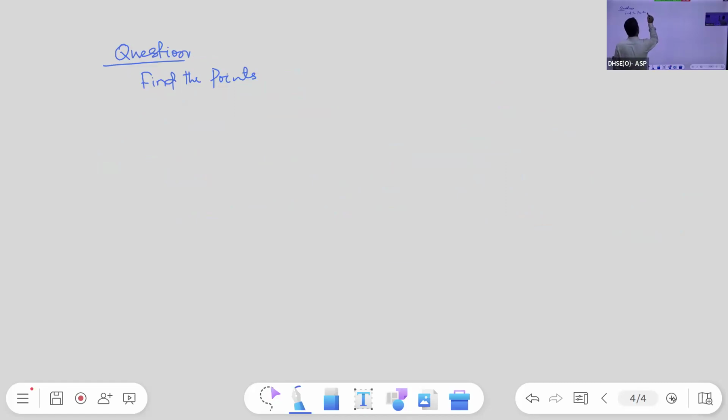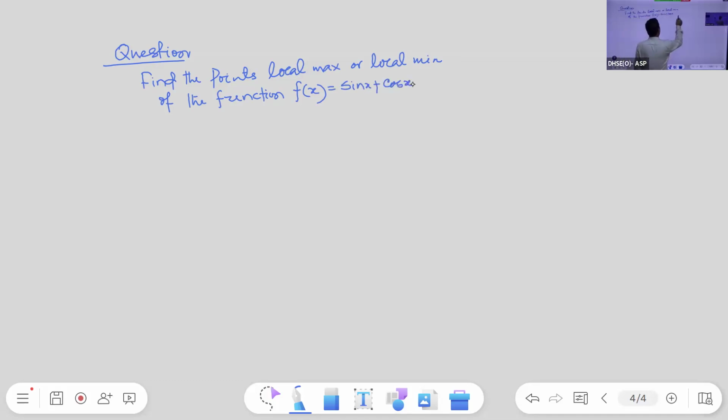Find the points of local max or local min of the function f of x equals sin x plus cos x in the interval 0 to pi. Okay, in the interval 0 to pi.